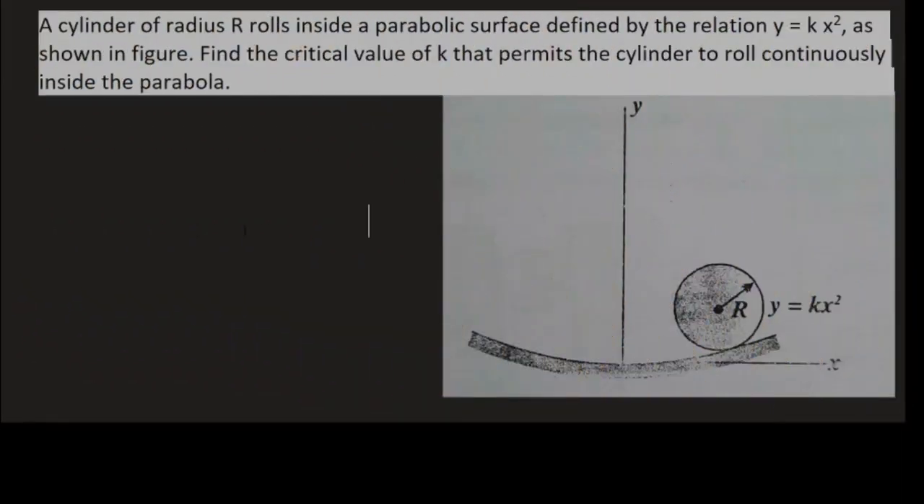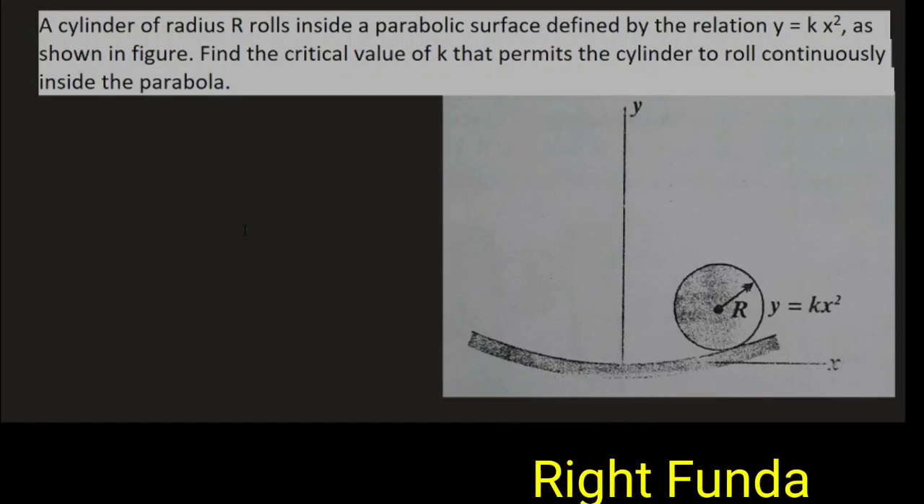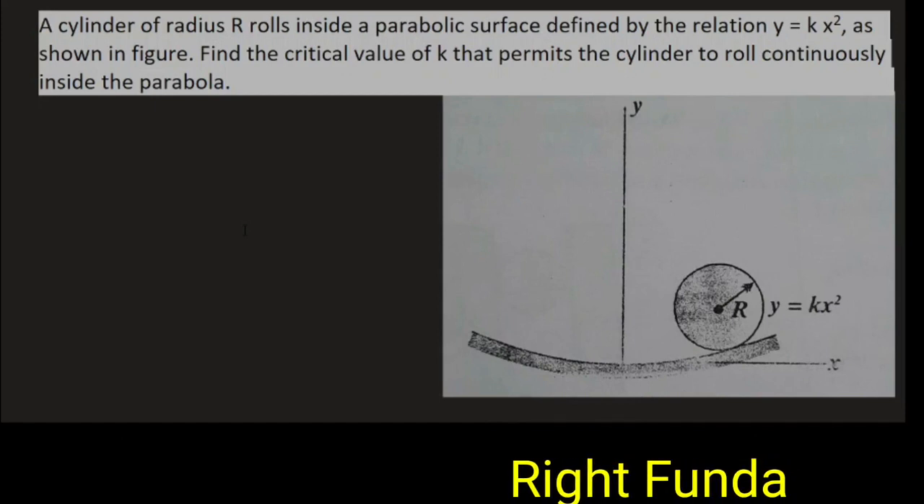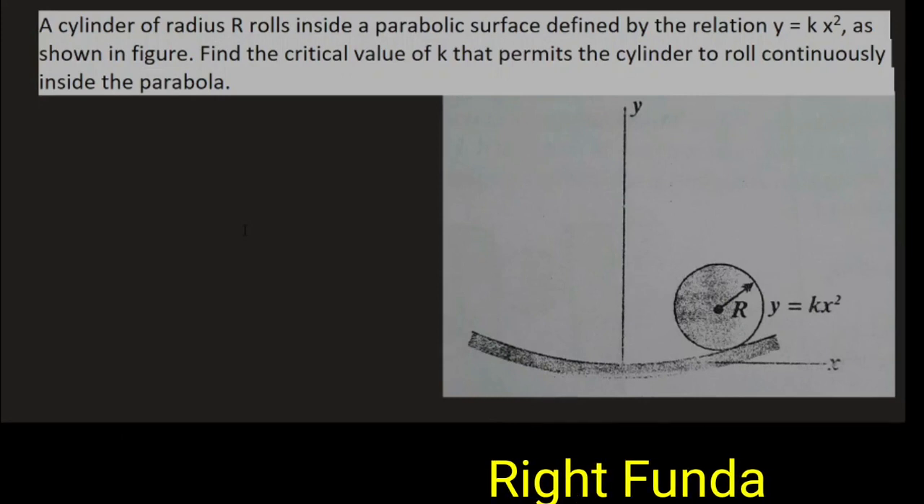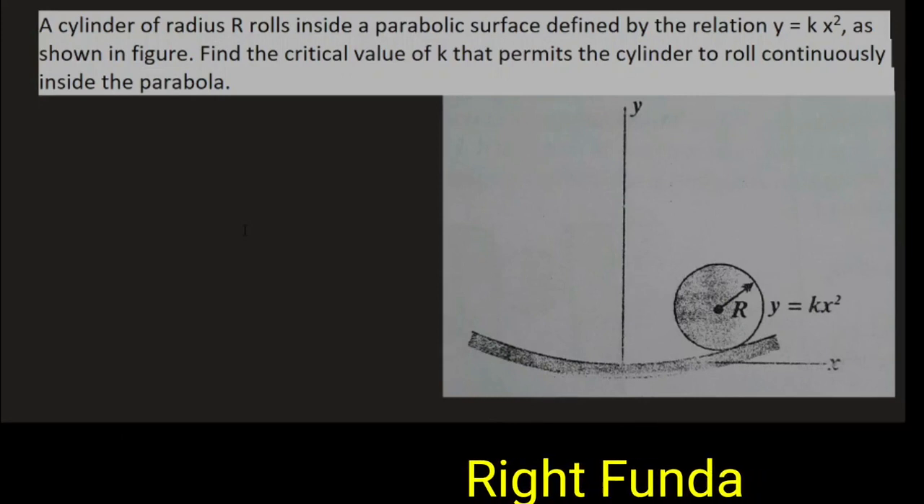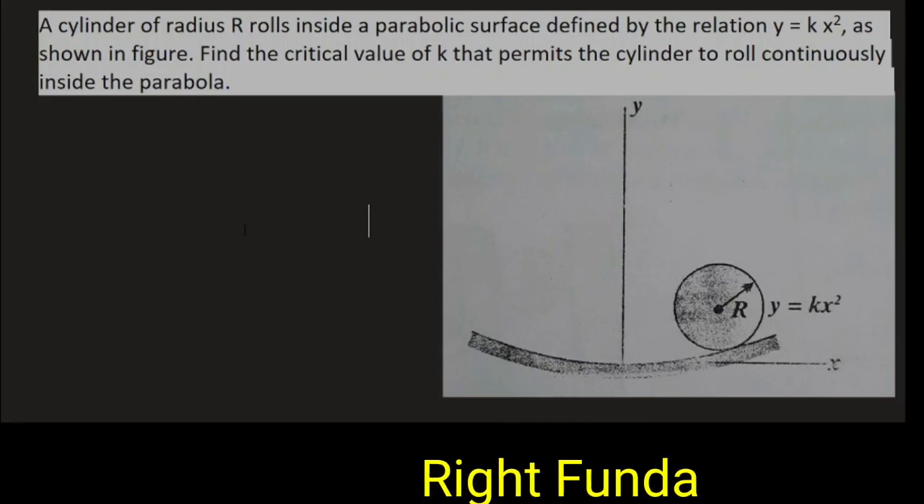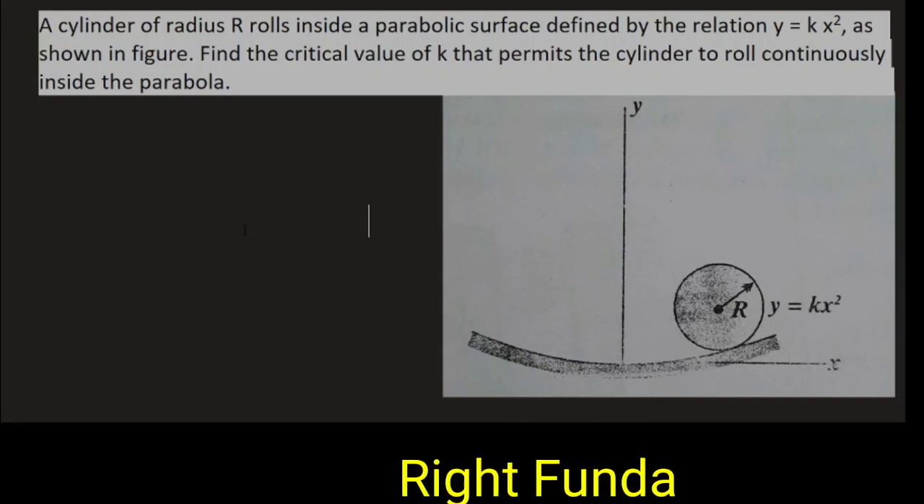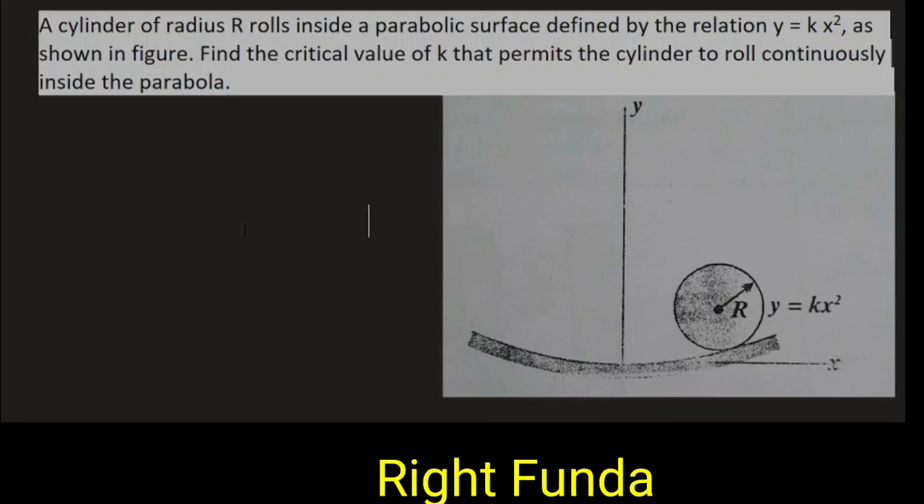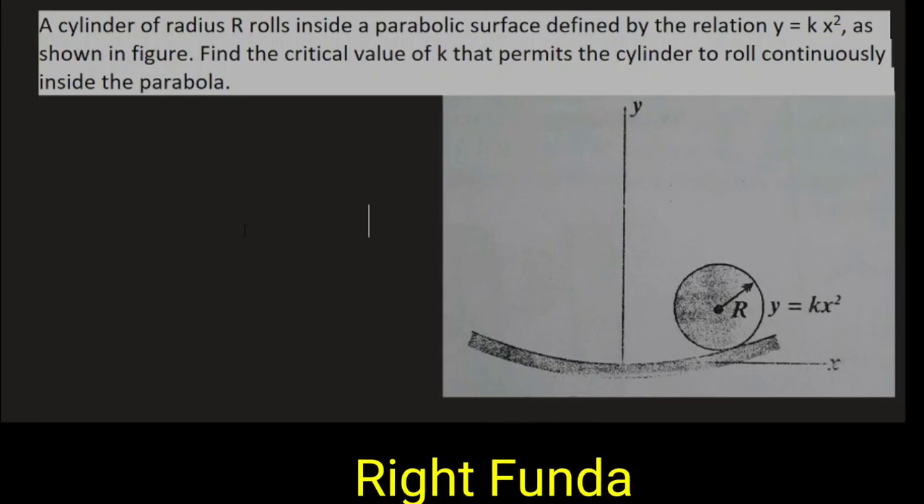Here is another interesting problem from rotational mechanics, a rolling motion problem. Let's read the question. A cylinder of radius r rolls inside a parabolic surface defined by the relation y equals kx square, as shown in the figure. Find the critical value of k that permits the cylinder to roll continuously inside the parabola.